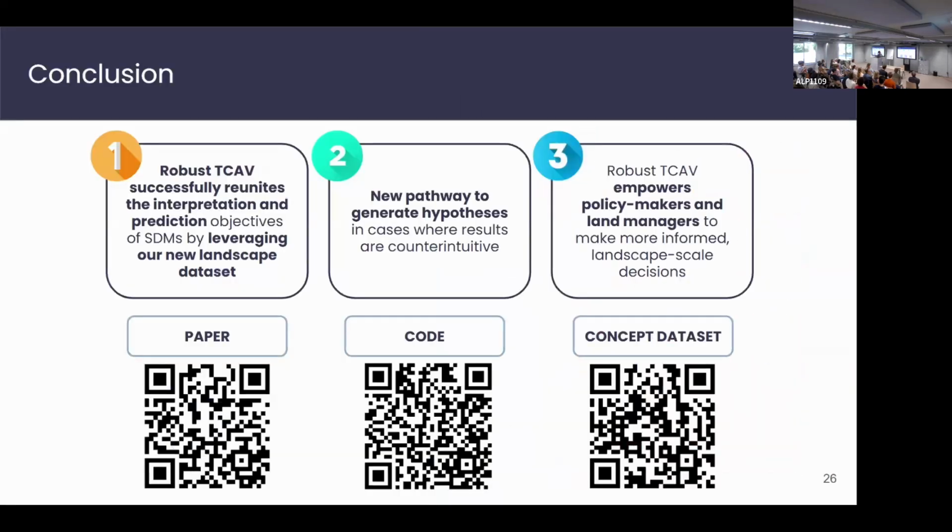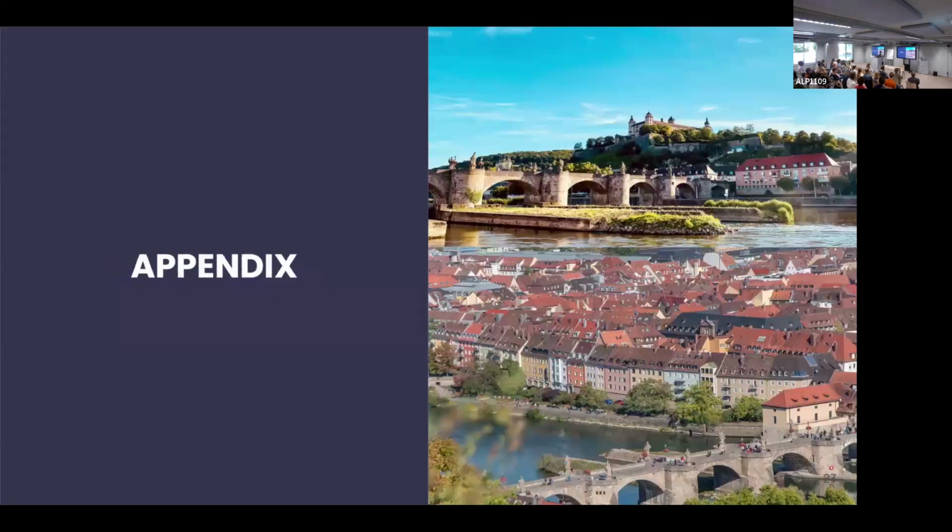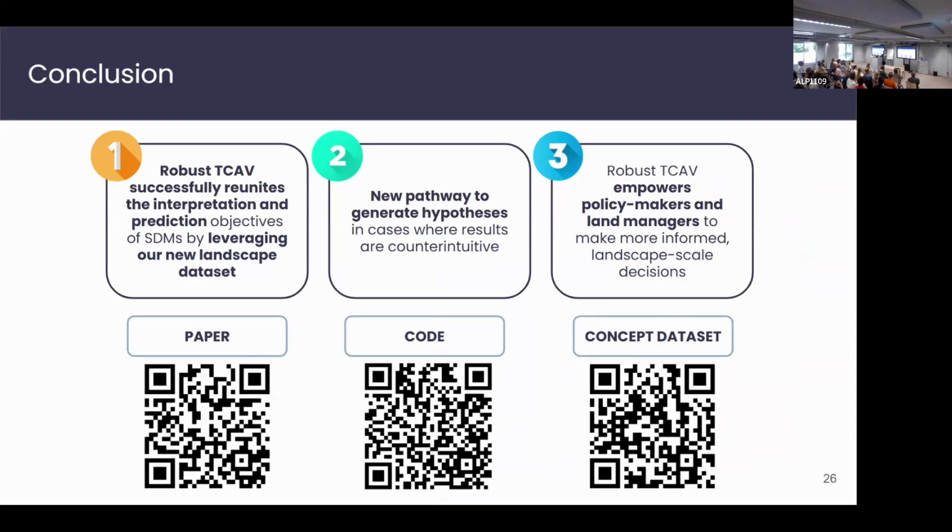To conclude, I think robust TCAV successfully reunites the interpretation and prediction objectives of SDM. So we created a landscape data set, and if you want to use it, feel free. We did the job, so you can reuse it. The definition is very good, and you can resample it to your needed resolution. Also, we've seen it with the infrastructure concept. It might be a new pathway to generate hypotheses in cases where results are counterintuitive.